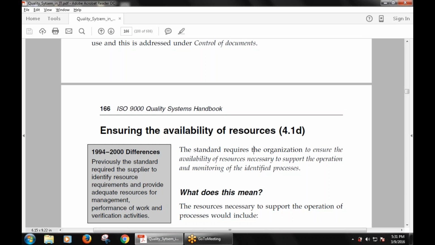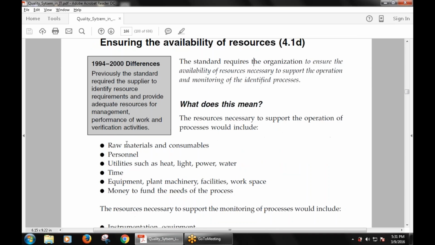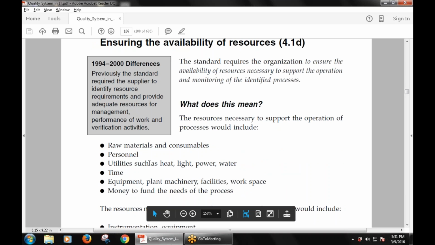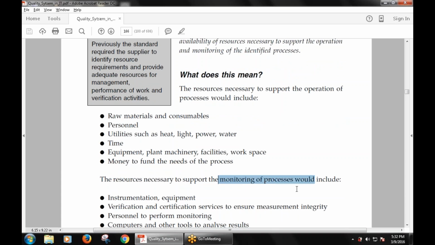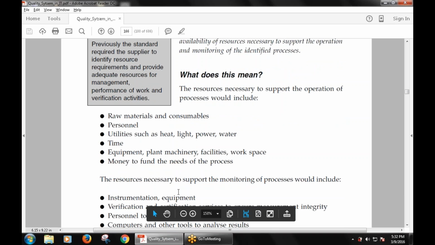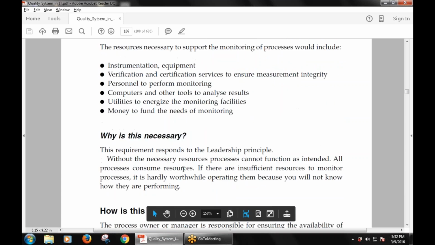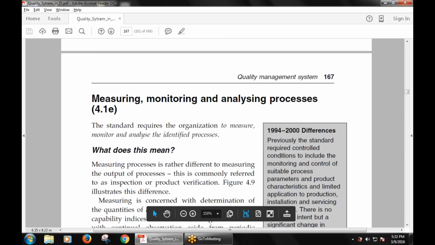That would include, for the process, the raw material and the consumables, then personnel, then utilities such as heat, light, power, water, then time, then equipment, plant, machinery, facilities, workspace, then money to fund the needs of the processes. That is how to fund the needs of the processes. What are the various processes that are carried out that are necessary to monitor the processes that will include the instrumentation, equipment, verification, model that will lead to the leadership principle.